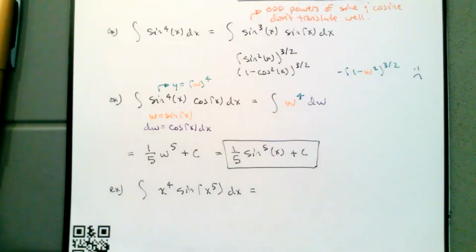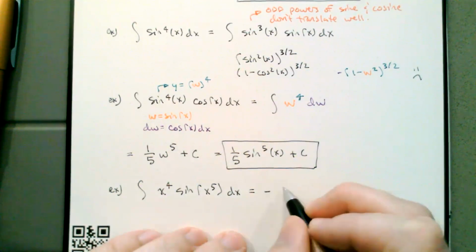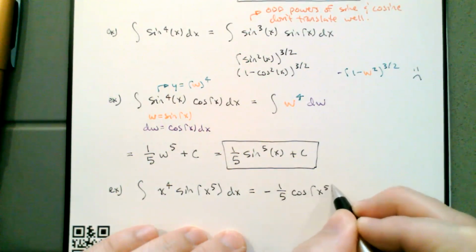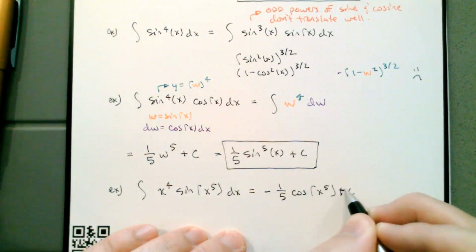We want to avoid having to write down what our substitution is going to be. We just want to see that this x to the fourth can be the dw, where w is x to the fifth, but we'll be missing a factor of 5. And the integral of sine is negative cosine. So I'll have negative from that 1/5 cosine of x to the fifth plus c.